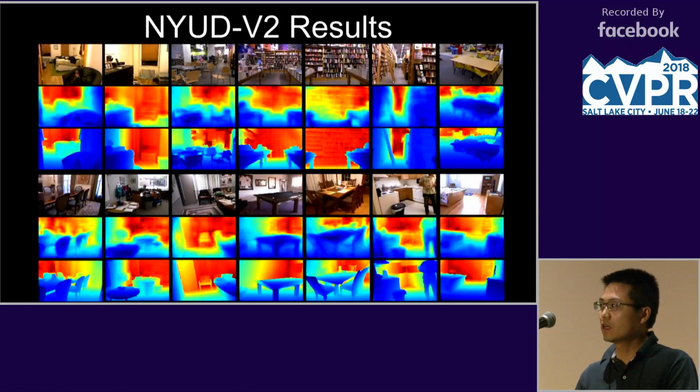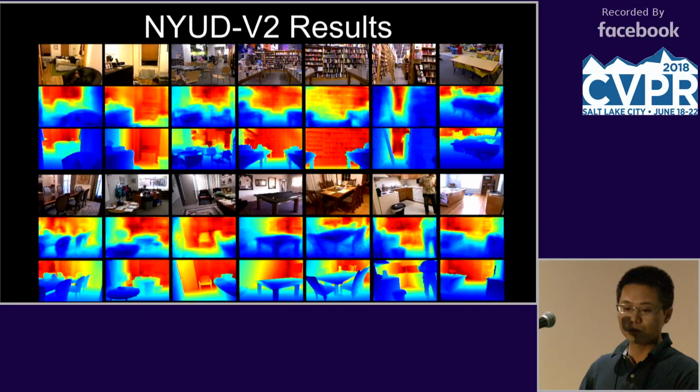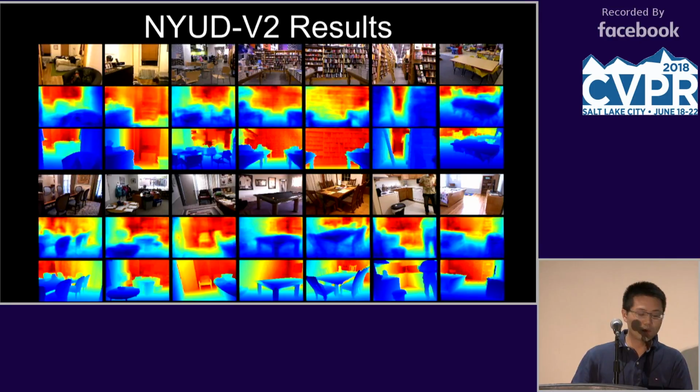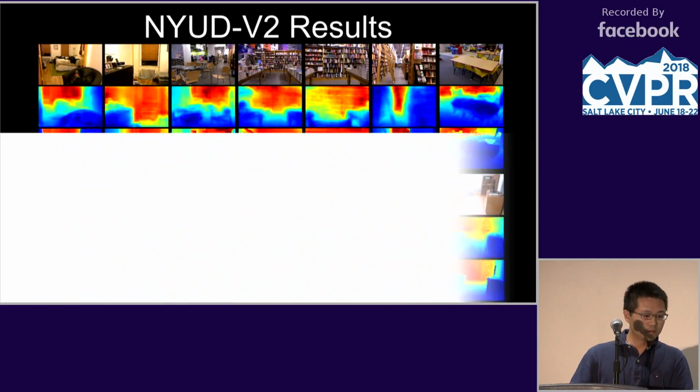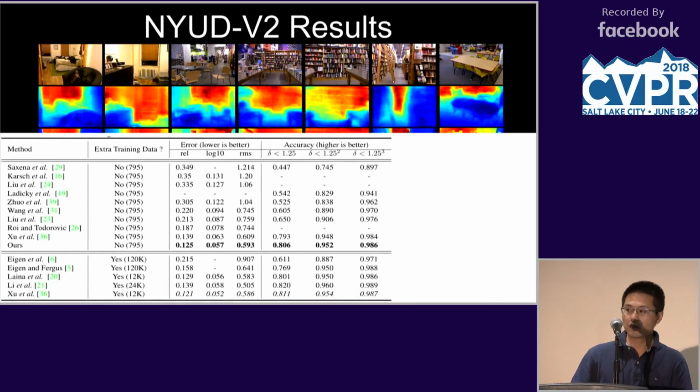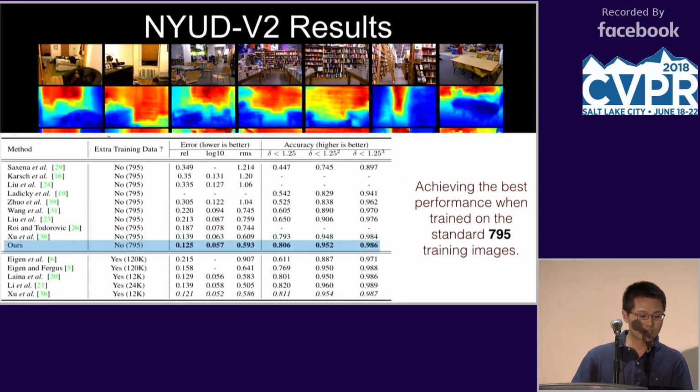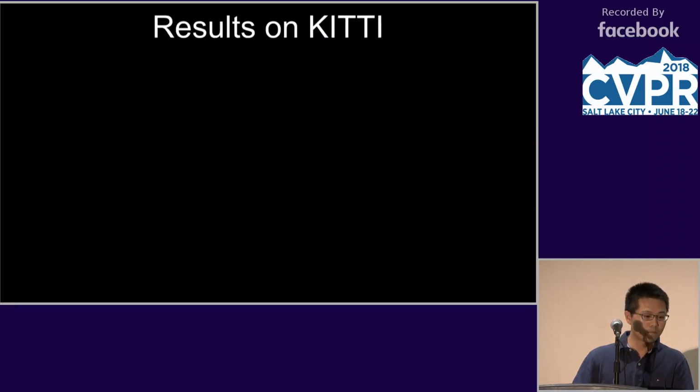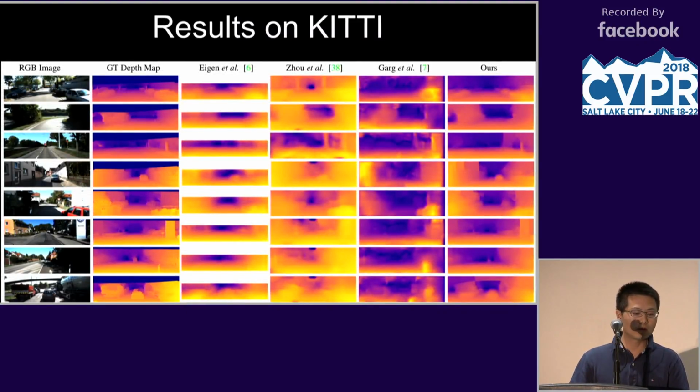We demonstrate the results of the experiments on the V2 datasets. Here are some examples. Quantitatively, our approach achieved the best performance compared with approaches trained on the standard training set. We also conduct experiments on the KITTI data set.